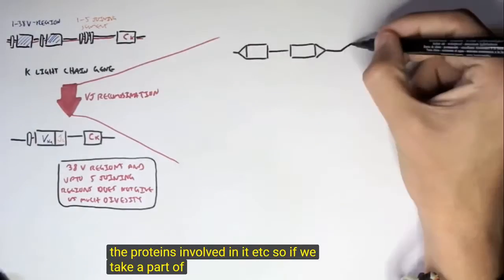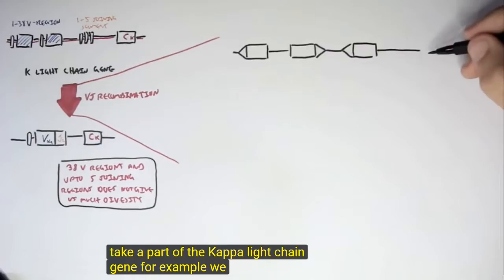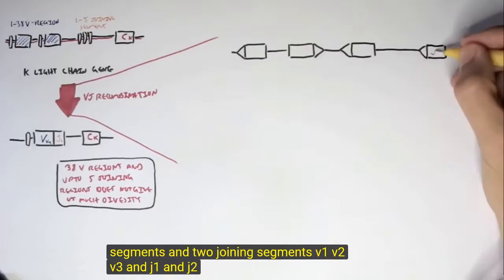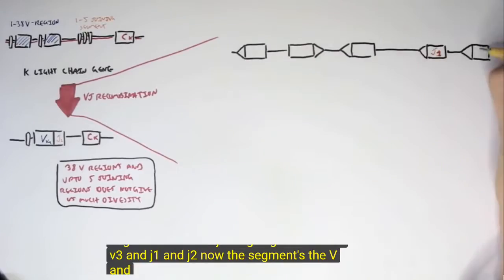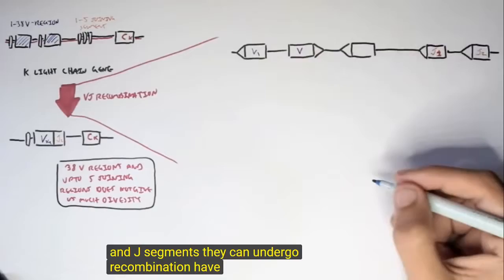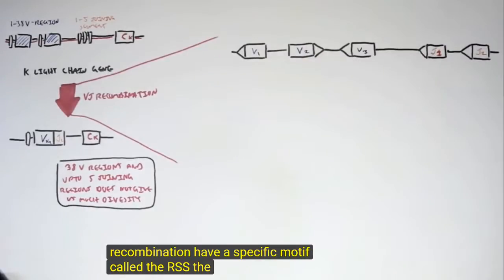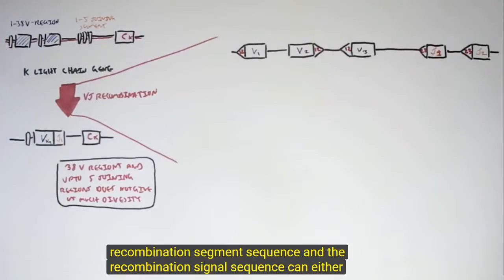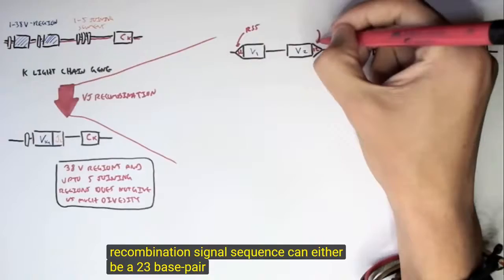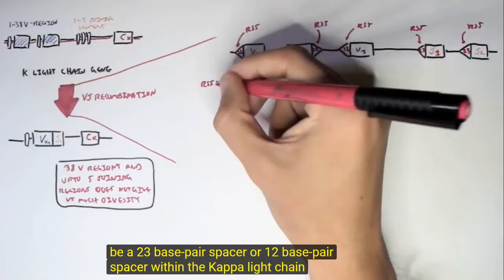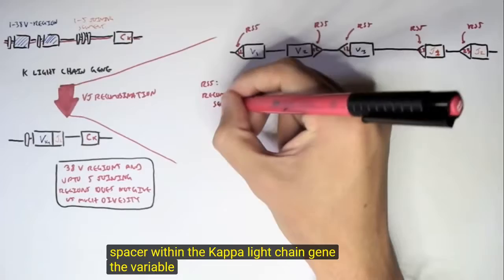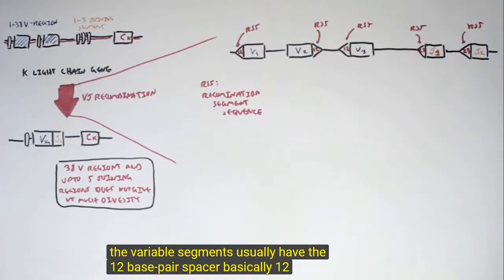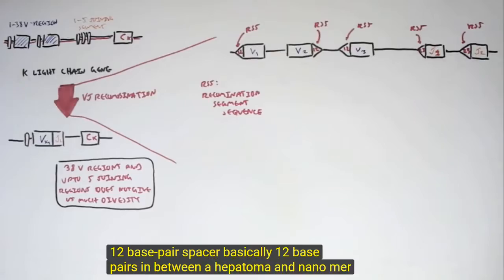So if we take a part of the kappa light chain gene, for example, we have 3 variable segments and 2 joining segments, V1, V2, V3, and J1 and J2. Now the V and J segments that can undergo recombination have a specific motif called the RSS, the recombination signal sequence. The RSS can either be a 23 base pair spacer or a 12 base pair spacer. Within the kappa light chain gene, the variable segments usually have the 12 base pair spacer, basically 12 base pairs in between a heptamer and nonamer sequence.